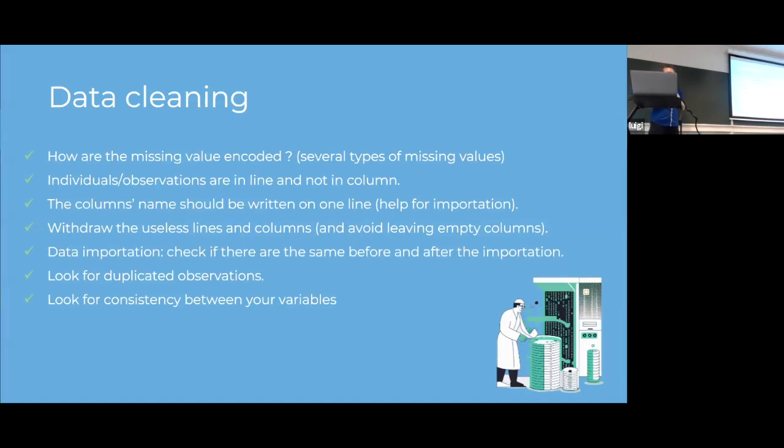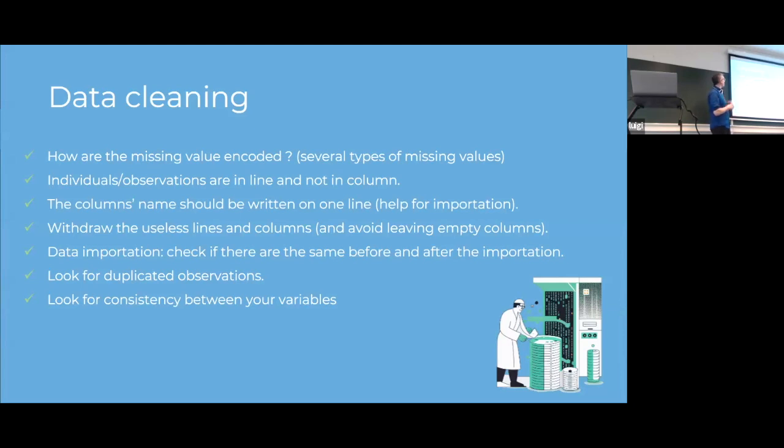For example, if I ask you a question about weddings, but you are not married, it's not useful. So it is not a missing value. You are not able to answer. So I have to be able to compare. But be sure that each individual response is in a line, not in columns, with the name of the column on each column, and only on one line, not on different lines. You have to withdraw useless lines and columns, empty columns, for example.